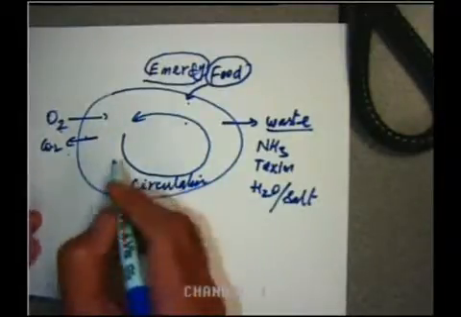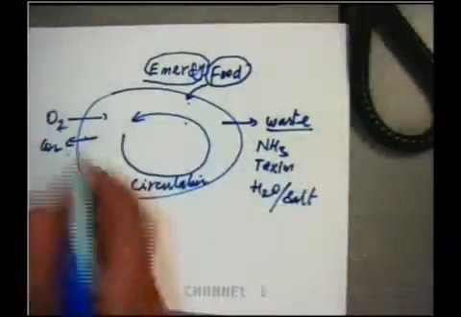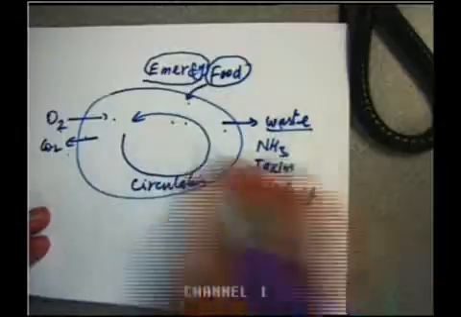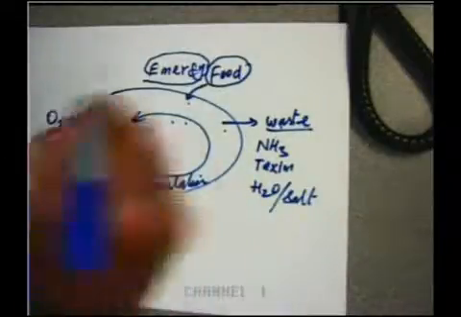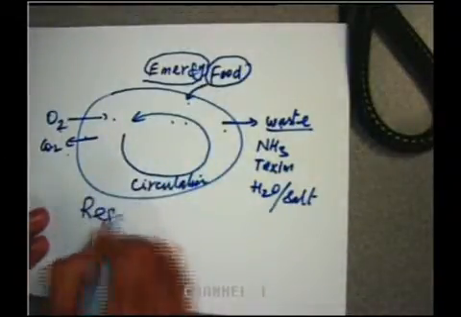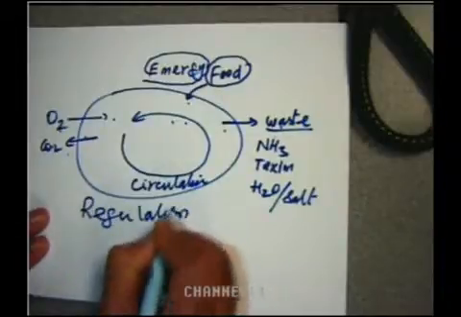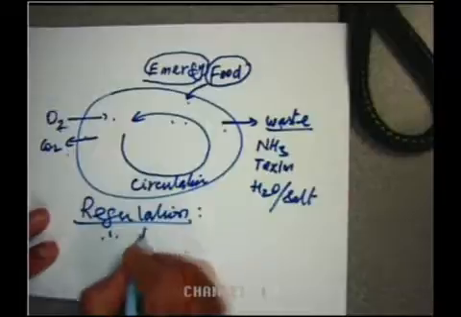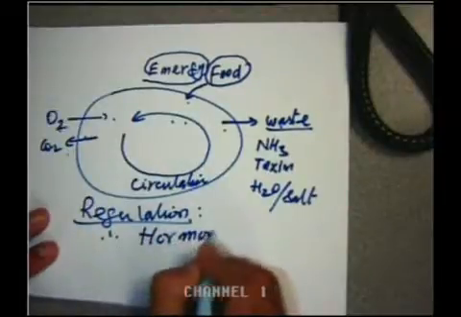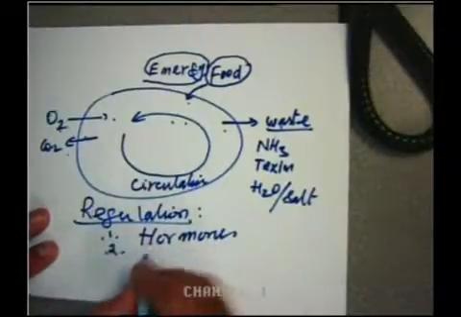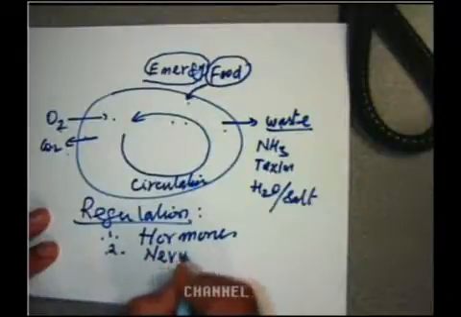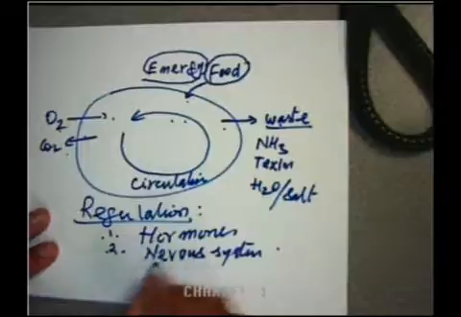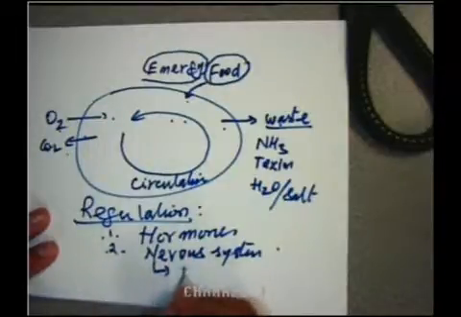Okay. Now, all this process, consumption of food, oxygen, and waste, pushing out the waste products, and circulation, how are they regulated? Regulation. How are they regulated? Number one, they are regulated by hormones. Number two, they are also regulated by the nervous system. And this nervous system also includes behavior.